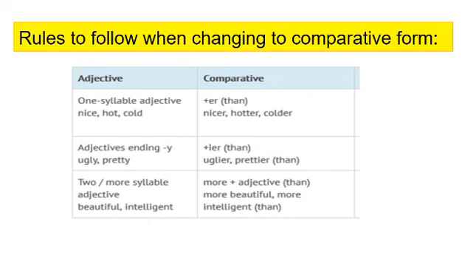Rule number 2. If an adjective ends with y, we remove the y and we add ier. For example, ugly, pretty. Uglier, prettier. Again, we add than after the adjective. Uglier than, prettier than. Rule number 3. If the adjective has two syllables or more, then add the word more before the adjective. For example, beautiful, intelligent. More beautiful, more intelligent. Again, we have to add than after the adjective. More beautiful than, more intelligent than.